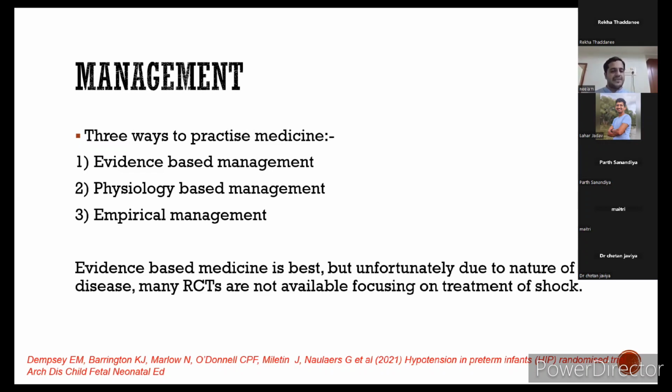Because of the nature of the disease, it has not been possible till now to conduct many RCTs. If you search the internet, there will be many studies where they are comparing dopamine with dobutamine, or comparing epinephrine with dopamine. There are 100,000 different studies, but if you see them technically, there are many pitfalls. There are many limitations in the way the studies were designed or conducted. So till date, there are not many good RCTs to guide the management of shock. That is one of the limitations.